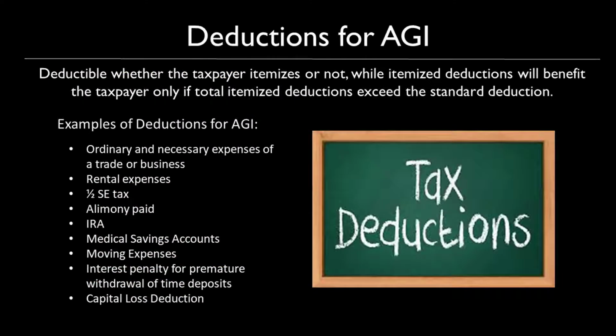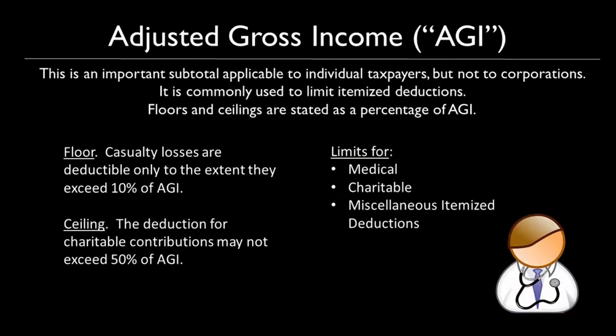Deductions for AGI. These are deductions that typically are business, but here are a list of the deductions for AGI. Ordinary and necessary expenses of a trade or business, rental expenses, 1/2 of self-employment tax that you pay, alimony paid. Moving expenses are great if you are moving for a particular job. We'll talk a little bit more about that in a later episode. All of these reduce your gross income to come to your adjusted gross income, or AGI.